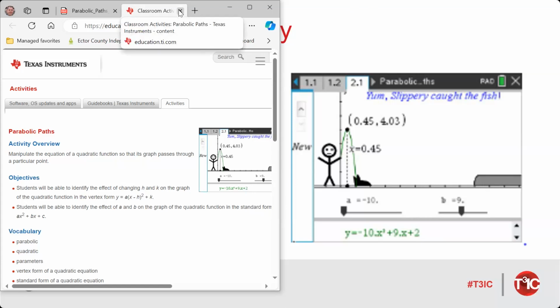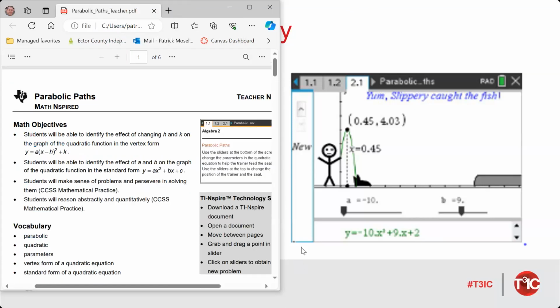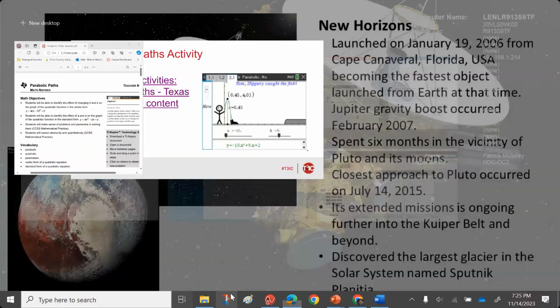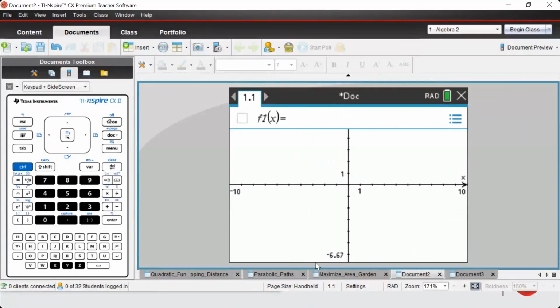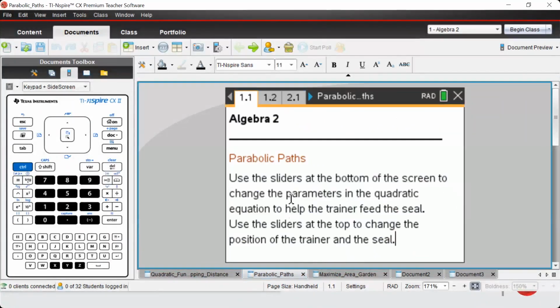So close that out. What I like to share though is get more involved with the activity itself. So parabolic paths, again, you download it, you get that nice zip file, unzip it, and then you can start working with it. Another great activity for the TI-Nspire that you can download to your Nspires. I'm going to show you guys a few other things that you can do with this as well.